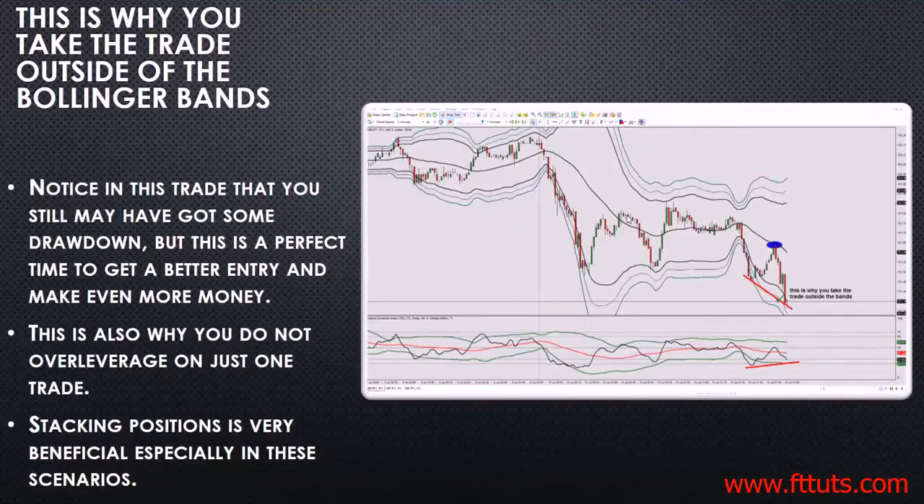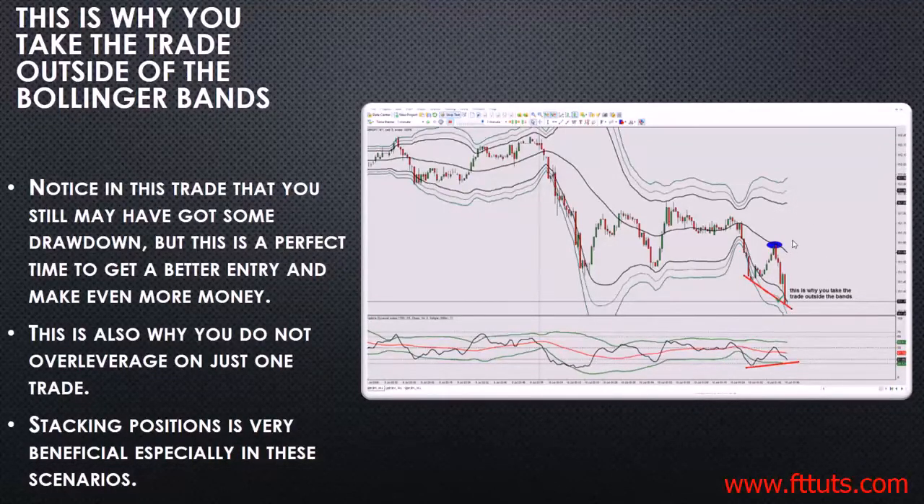Notice in this trade you still may have gotten some drawdown. But this is a perfect time to get a better entry and make even more money. This is also why you do not over leverage on just one trade. Stacking positions is very beneficial, especially in these scenarios. It came out of its squeeze, made a shark fin, came back up to the sentiment line, made another low. You see the bands start to flare out.